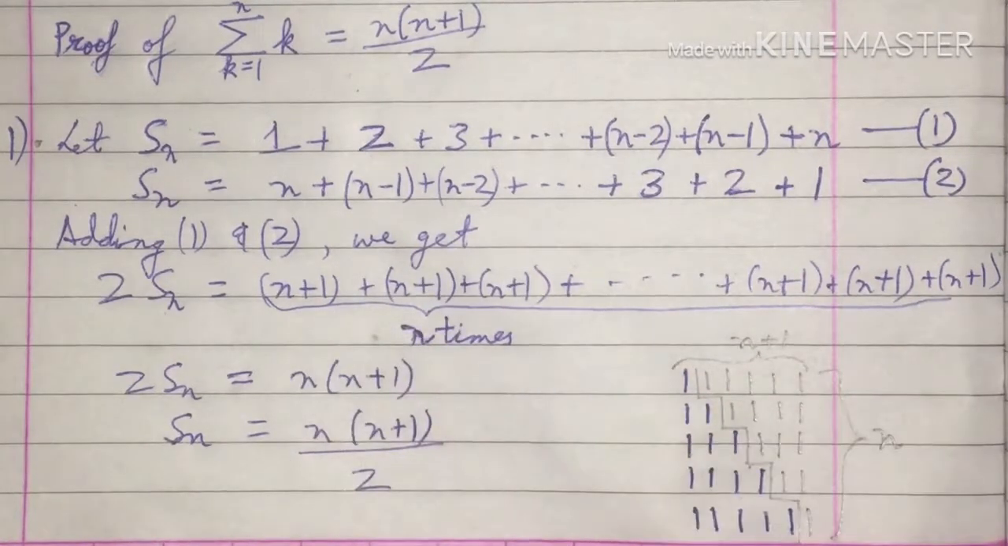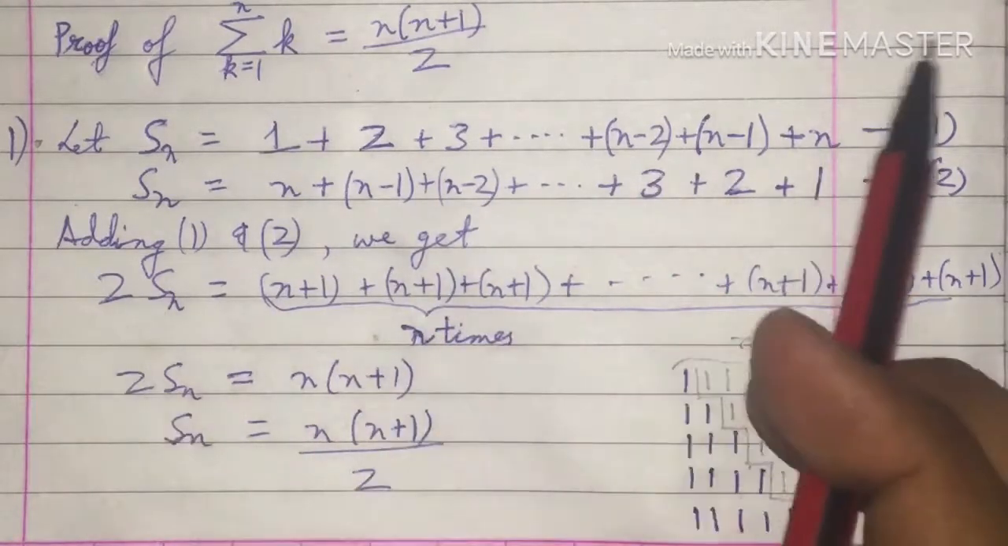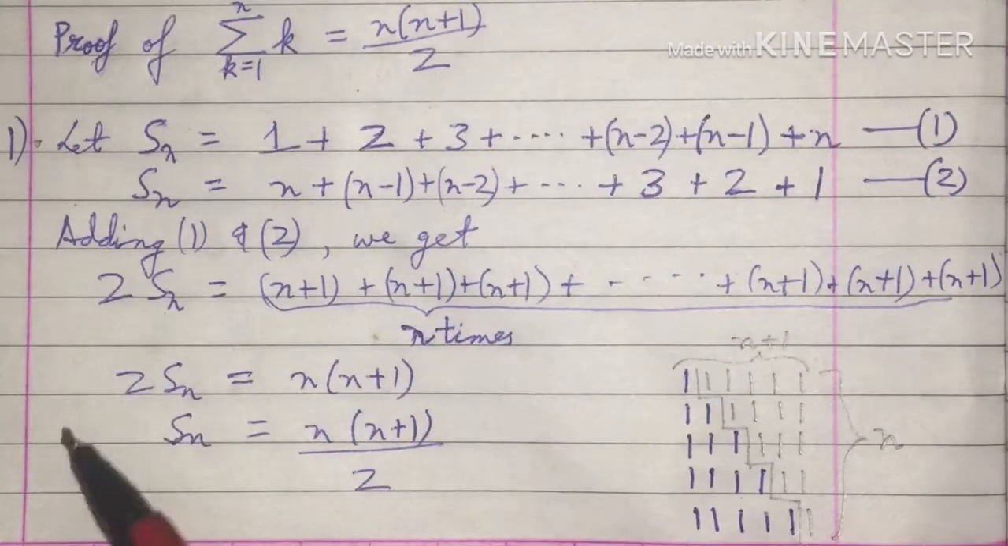Note that this proof was first given by Gauss when he was a school going boy. This was actually a punishment given to him by his teacher to find the sum of the first 100 numbers. So he did it quickly using this trick.